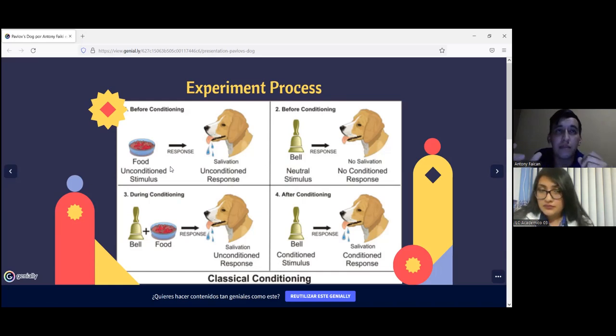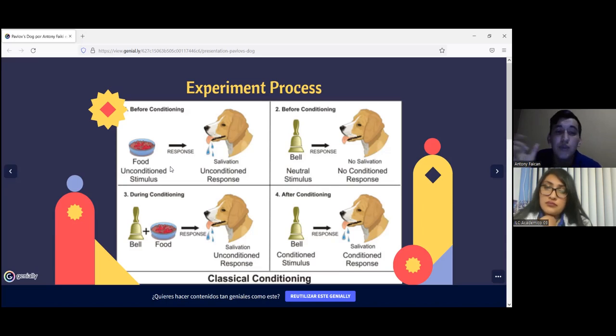After that, Pavlov thought, what happens if I present another kind of stimulus? In this case, Pavlov selected the sound of the bell. So Pavlov rang the bell, but the dog didn't do anything. So the bell is the neutral stimulus, and the no reaction is the no conditioned response.